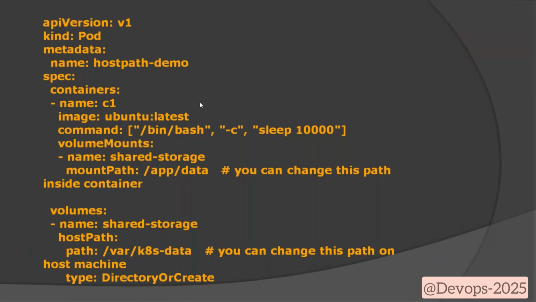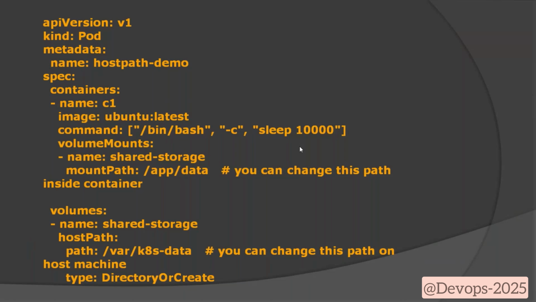So let me explain this file in a simple way. We are creating a pod named hostpath-demo. Inside this pod, we run one container using the Ubuntu latest Docker image, and the container name is c1. Then we keep this container running with the sleep command so that we can go inside it and execute the required commands to perform the live demo.